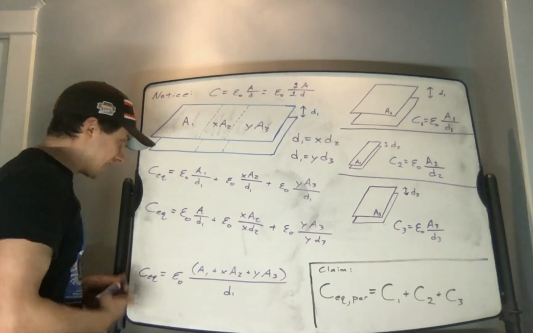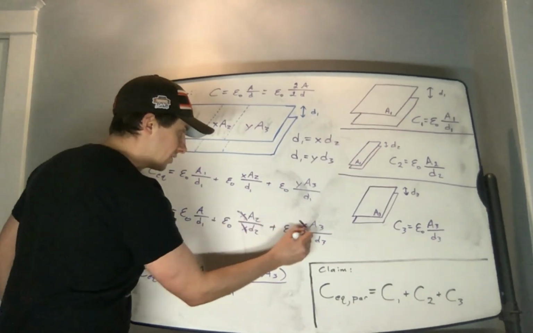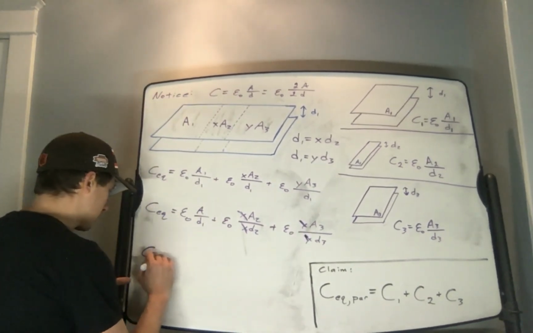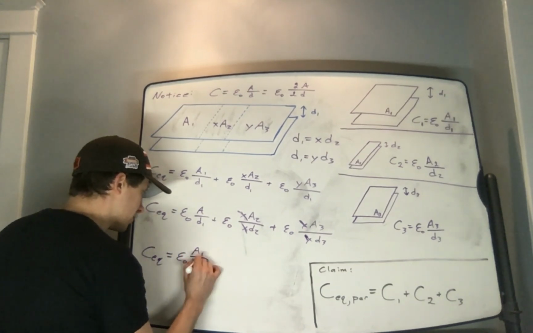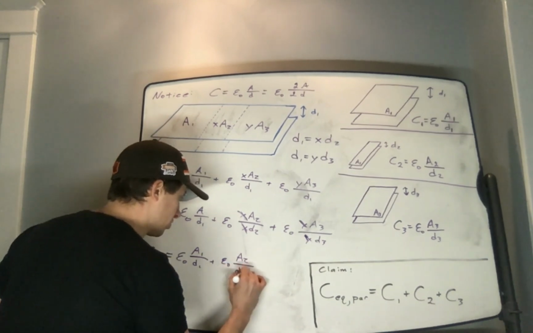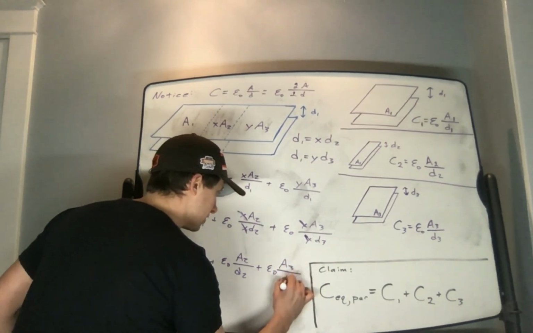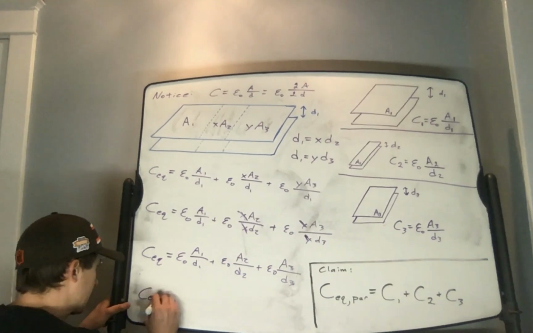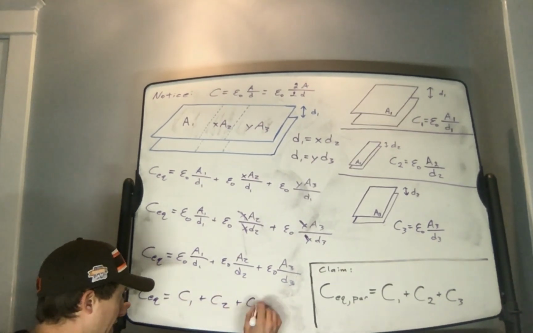When I then cancel out the x's in the second term and the y's in the third term, I will be left with C equivalent is equal to epsilon naught A1 over D1 plus epsilon naught A2 over D2 plus epsilon naught A3 over D3. So then this will give me C equivalent is equal to C1 plus C2 plus C3.